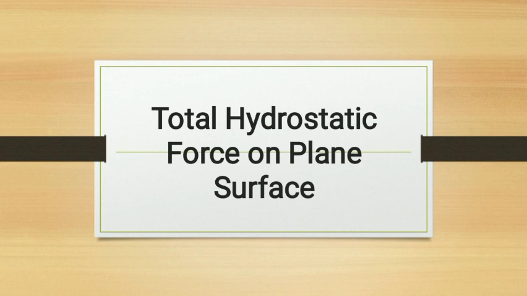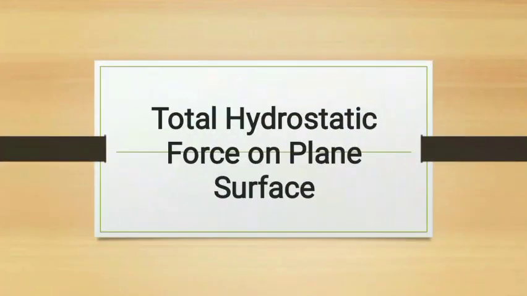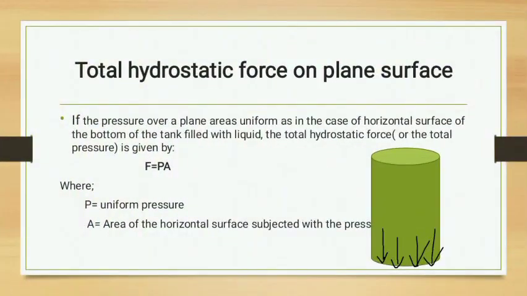So we are now on our topic, the total hydrostatic force on plane surface. The pressure over a plane area is uniform, as in the case of a horizontal surface of the bottom of the tank filled with liquid. The total hydrostatic force or the total pressure is given by force is equals to pressure times the area.